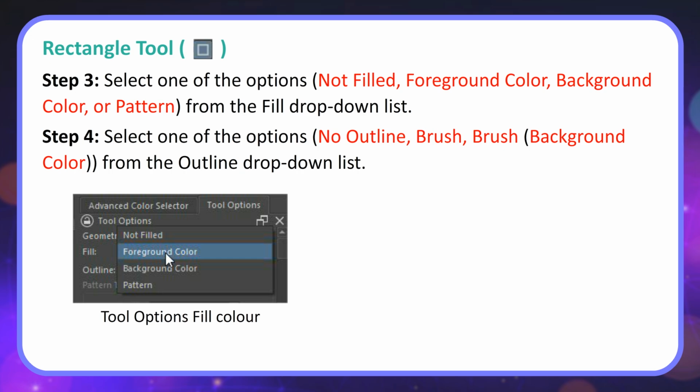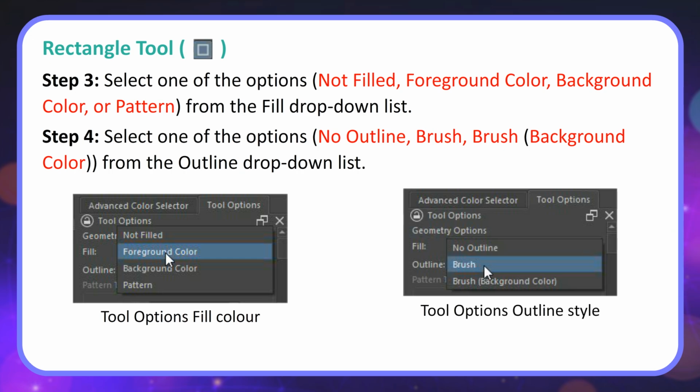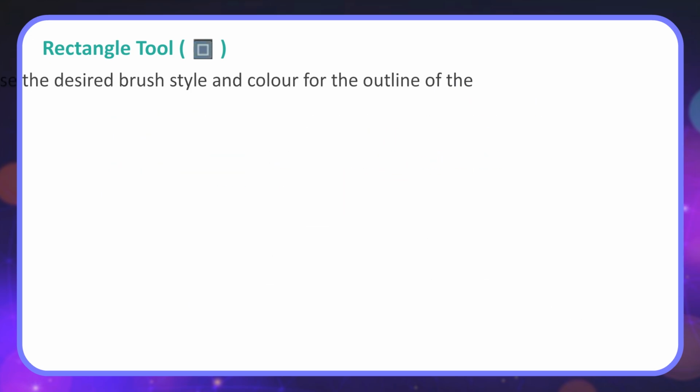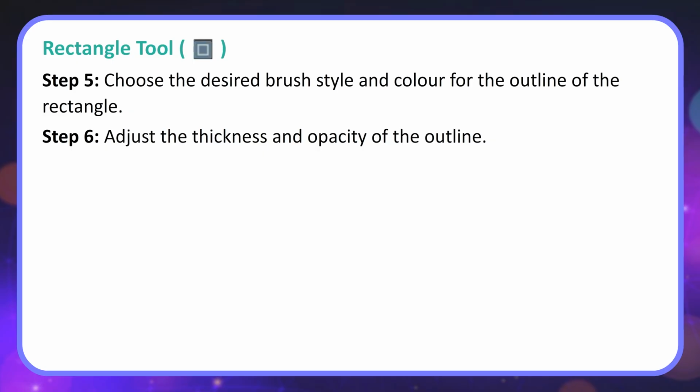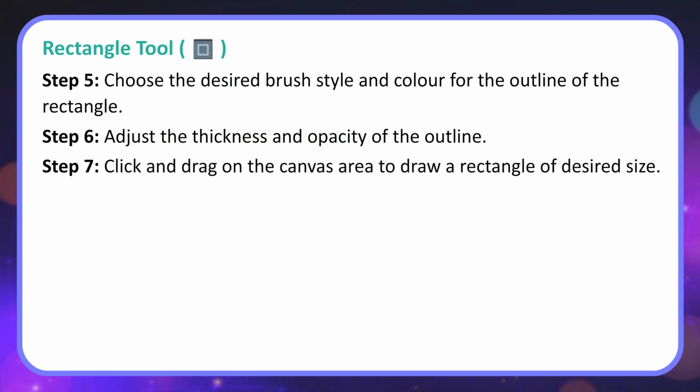Tool options Fill color. Tool options Outline style. Step 5. Choose the desired brush style and color for the outline of the rectangle. Step 6. Adjust the thickness and opacity of the outline. Step 7. Click and drag on the canvas area to draw a rectangle of desired size.